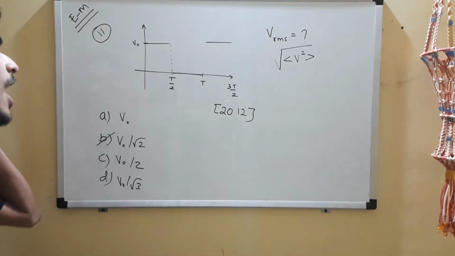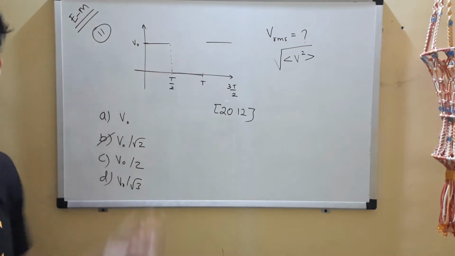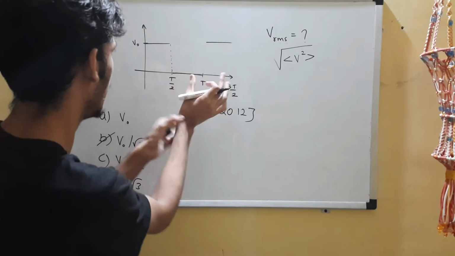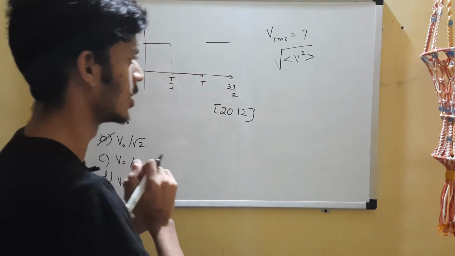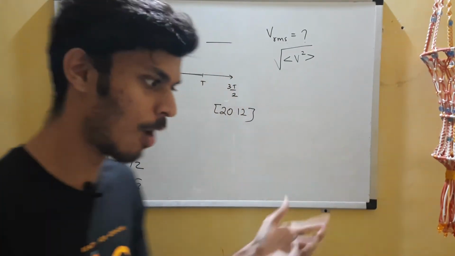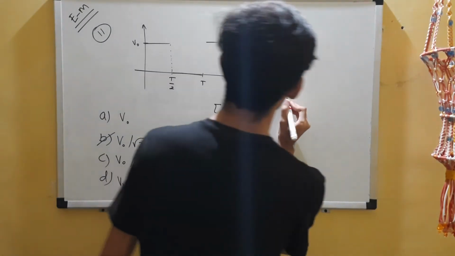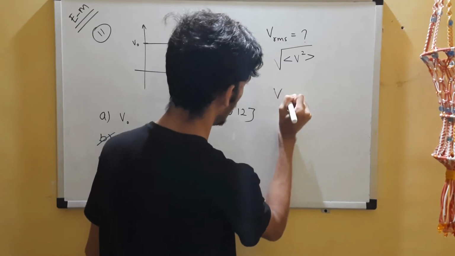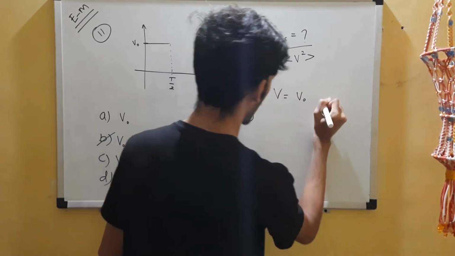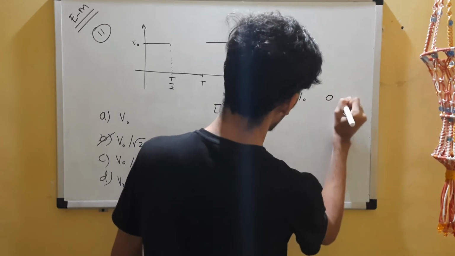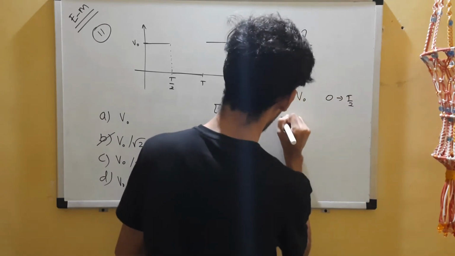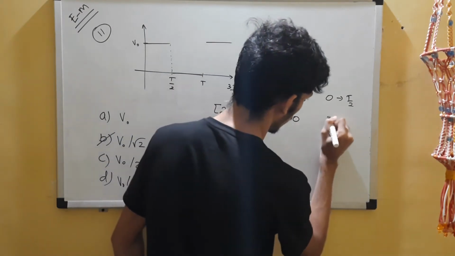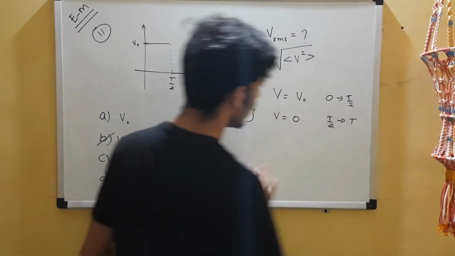You can see that the voltage is not continuous over here. It's V naught for time t by 2, and then it breaks. It's not a continuous function, so we'll break it into two halves later. First of all, let's write V. V is V naught for time 0 to t by 2, and for t by 2 to t, it is 0.